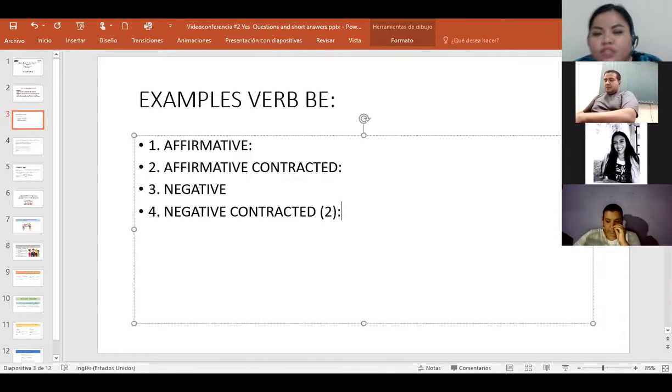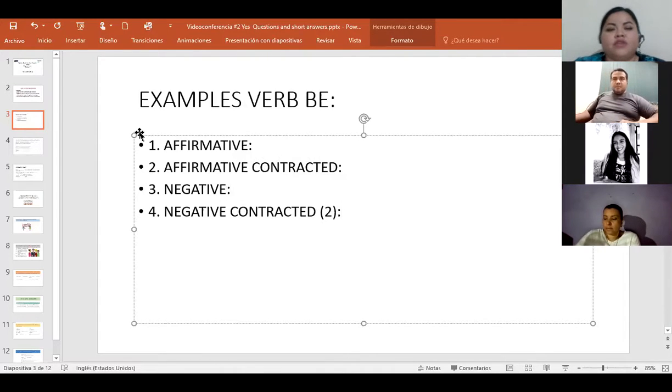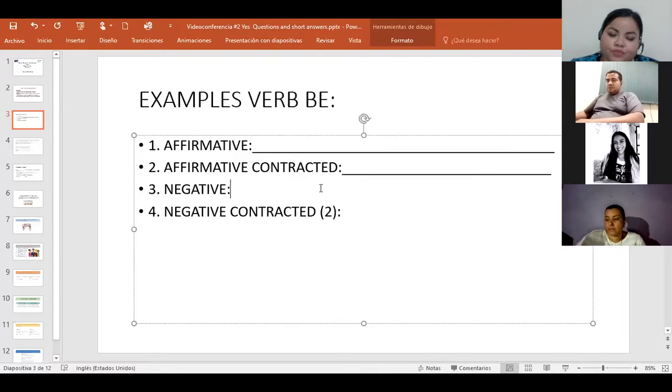Now, you are going to do this activity right now. You are going to write your examples, right? Ustedes van a escribir sus ejemplos, right? Based on what we practiced yesterday. That's what we're going to do. Please use your notebook to do this activity. We are going to do this individually. Now, for each of these activities that we're going to do, each of these sentences, right?